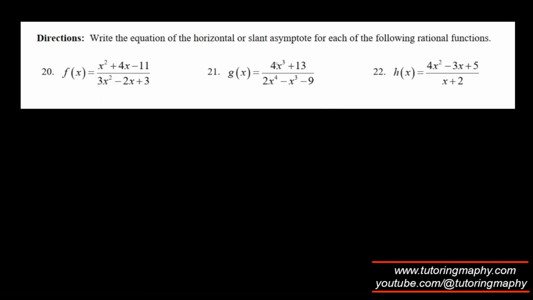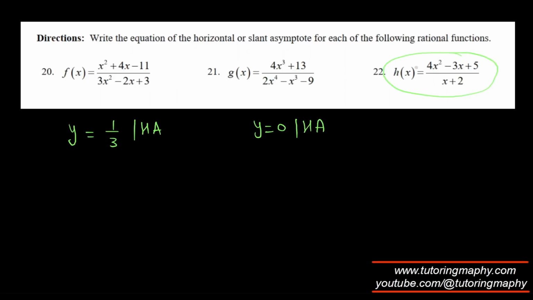Write the equation of horizontal or slant asymptotes. So horizontal asymptotes are the easiest because it's just the ratio of the coefficients, right? So here the degree of top and bottom is same. So the ratio of the leading coefficients is 1 over 3. So y equal to 1 over 3, HA. Here the degree of the denominator is more, perfect. So that's going to be just y equal to 0, again HA.